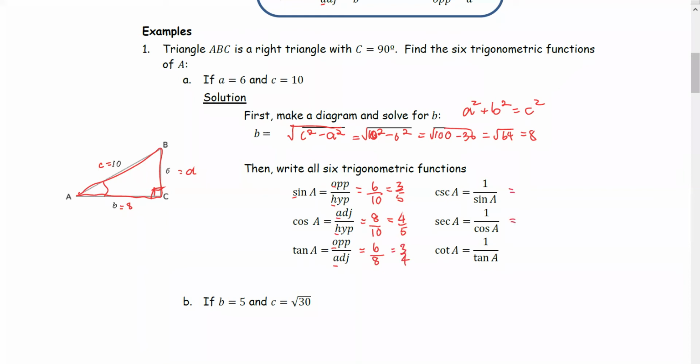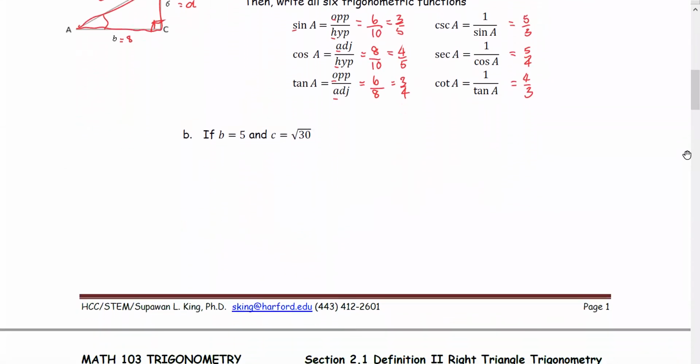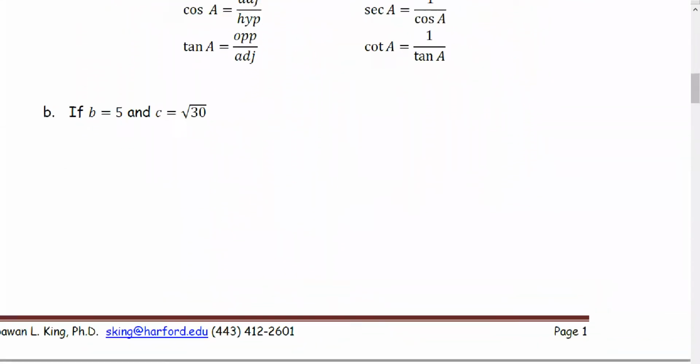So the other 3 trigonometric functions: the cosecant of A is the reciprocal of the sine of A, therefore the cosecant of A is 5 over 3. And the secant of A is the reciprocal of the cosine, or 5 over 4. The cotangent of A is the reciprocal of the tangent of A, which is 4 over 3. Let's look at another example.